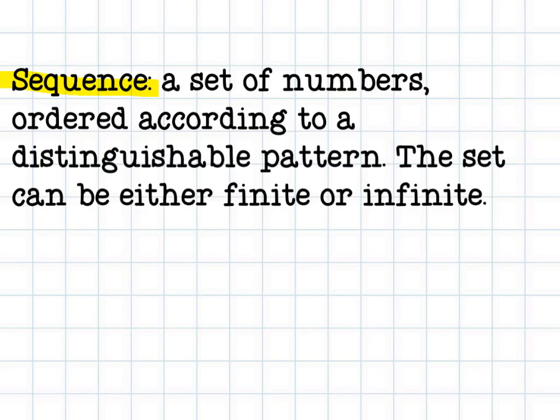In math, we use patterns all the time. Well, specific patterns can be called sequences. A sequence is a set of numbers ordered according to a distinguishable pattern. The set can either be finite or infinite. Finite means that it stops, or it's a limited set, and infinite means it goes on forever.